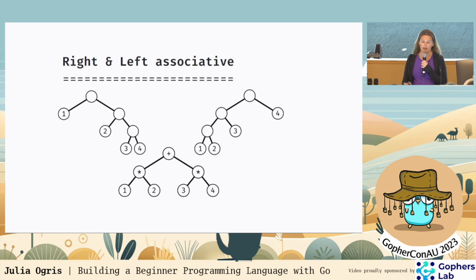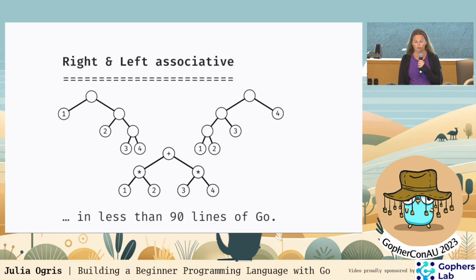So these three algorithms and some basic tokenizing in less than 90 lines of Go code in a single main.go file, plus a few imports and flag parsing. I'll give you the link to the repo at the end.